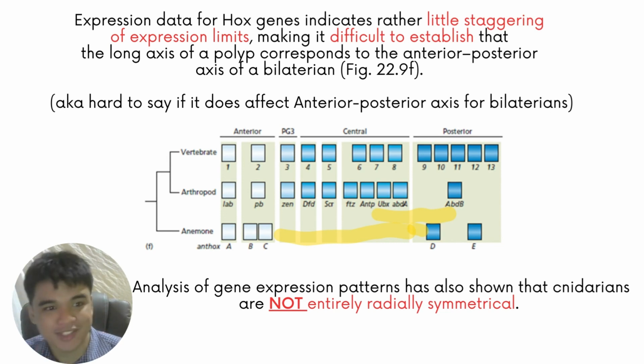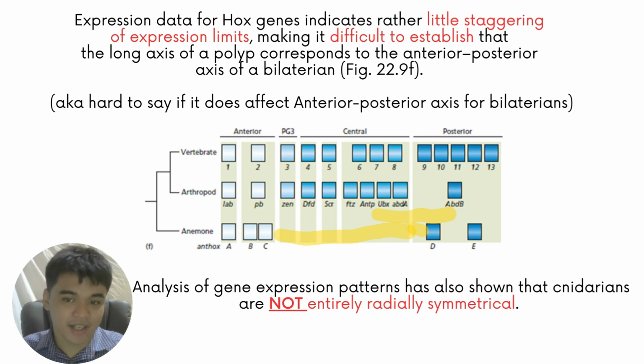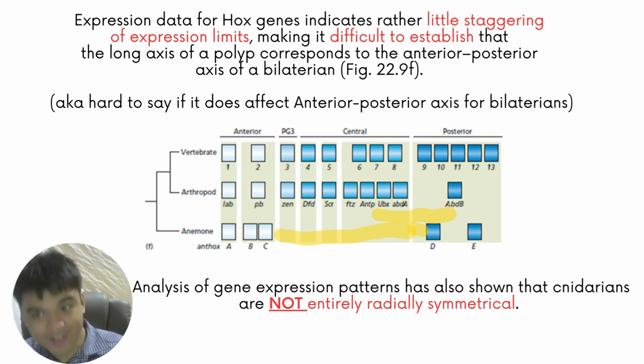And no, we're still not sure, because why? There's little staggering of expression limits, and it's difficult to establish if anything even does anterior-posterior in bilaterians. Like look, here we have the vertebrate, arthropod, and anemone. Do you see the problem? The anemone barely has the central genes related to the others, and for the posterior it barely has any genes besides D and E. So it makes it hard to correlate. Even worse, cnidarians are not even completely radially symmetrical. Some of them could be bilaterally symmetrical or have no symmetry at all. So it makes it very hard to confirm anything.